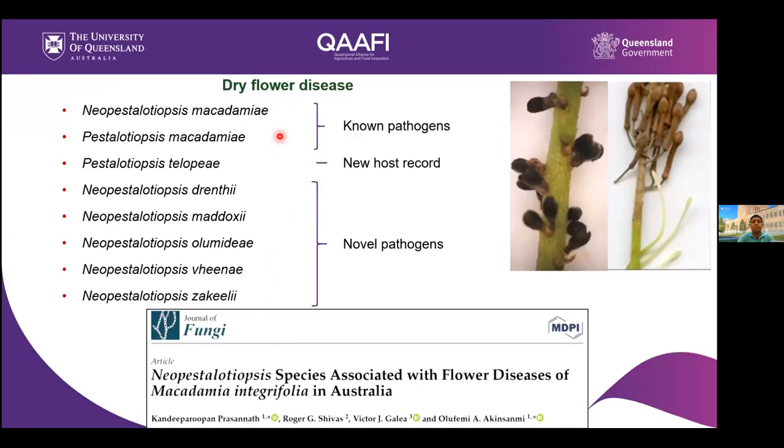We found that the dry flower disease is caused by multiple species of pestalotioid fungi, including two already known pathogens, one new host record and five novel pathogens. The five novel species of Neopestalotiopsis were named using the names of researchers working on macadamia plant protection. All the novel species of Neopestalotiopsis have been characterized and published in the Journal of Fungi last year.